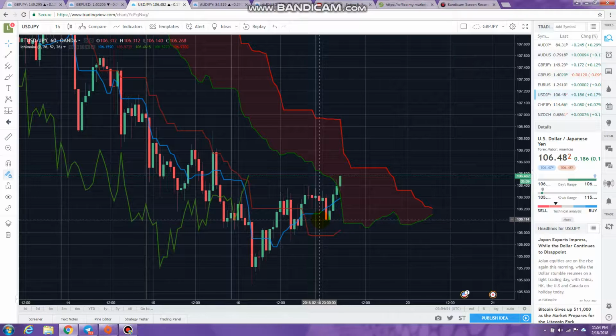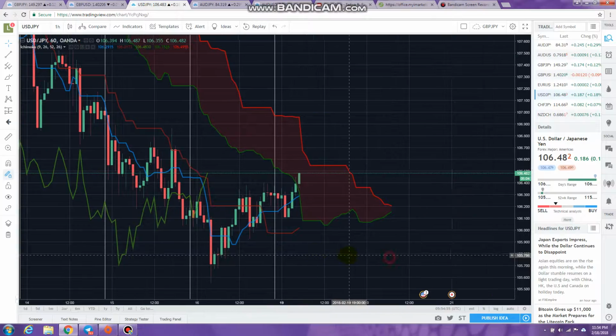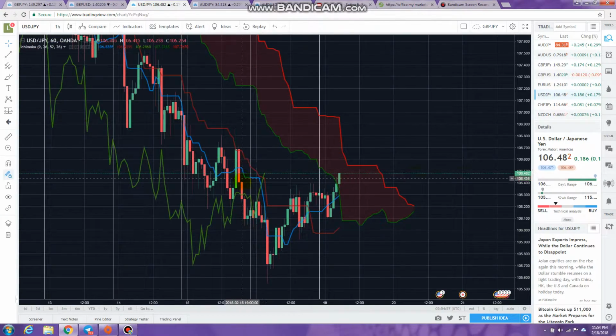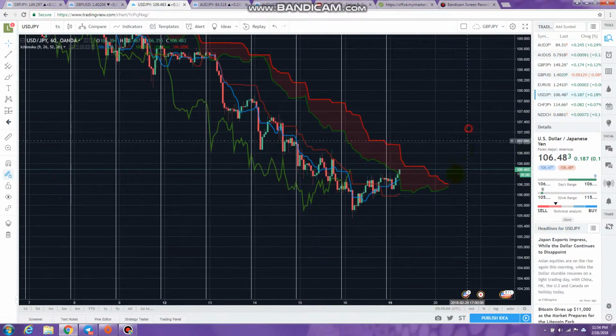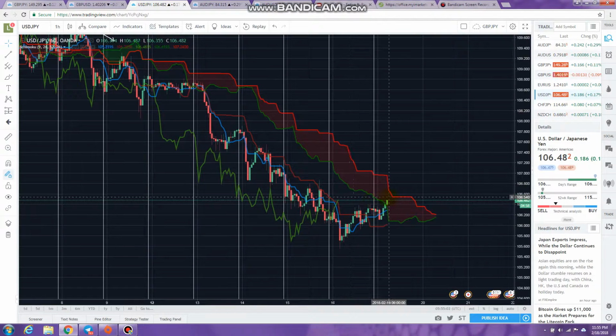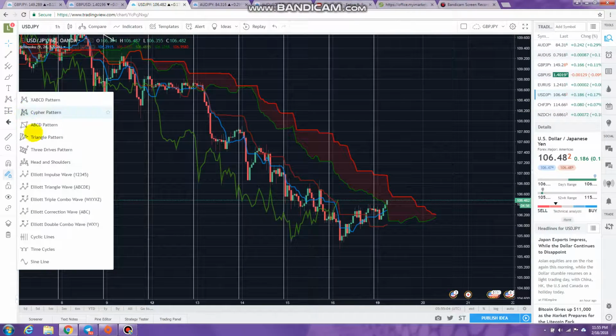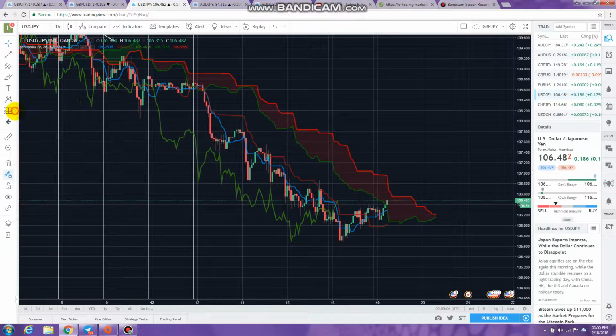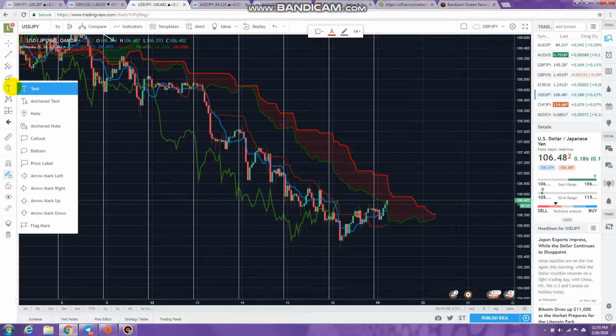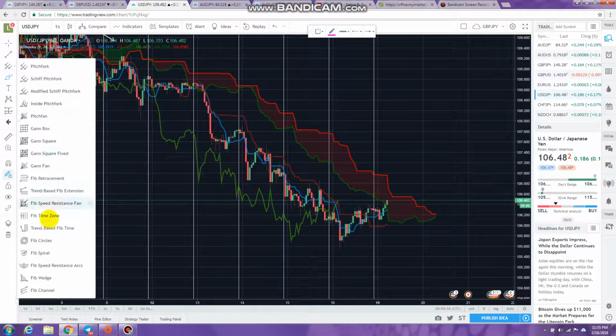So if the baseline moves below the conversion line, that's bearish. That's bearish momentum right here. So it looks like we might just be retracing a little bit from this downtrend. Let's grab the fibs and see where it's at right now. I haven't used them in so long, I don't even know where they are. Here we go.